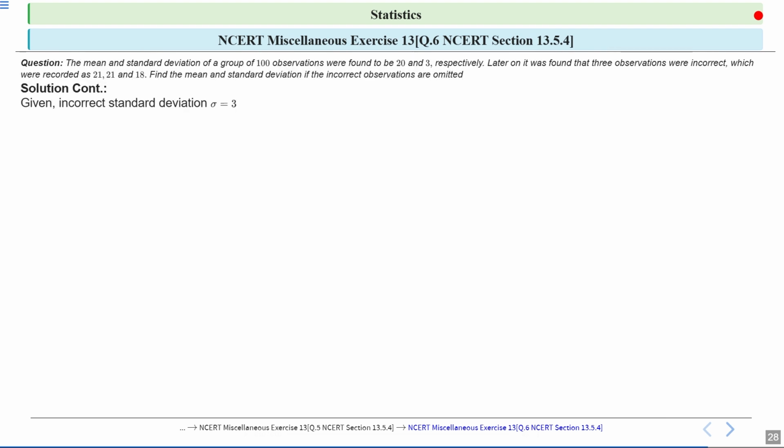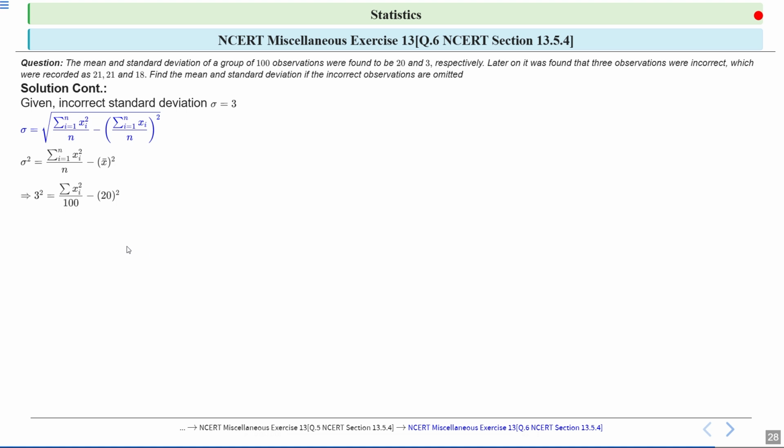Given the incorrect standard deviation sigma equal to 3. Let's recall the formula for standard deviation. Sigma equals the square root of the summation from i equals 1 to n of xi squared divided by n, minus the summation from i equals 1 to n of xi divided by n, whole squared. Let's write the formula to make it easier to work with. That is, sigma squared equals the summation from i equals 1 to n of xi squared divided by n, minus x bar whole squared.